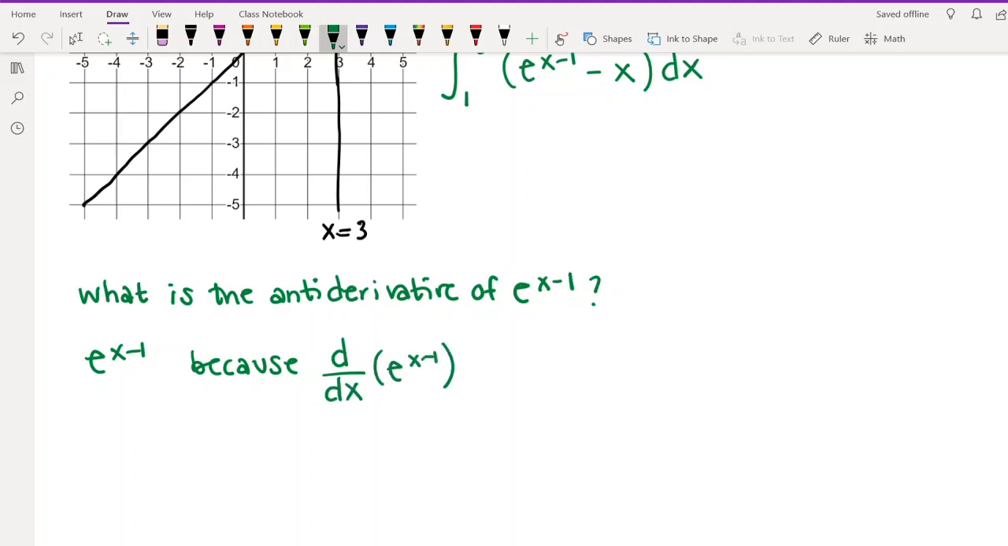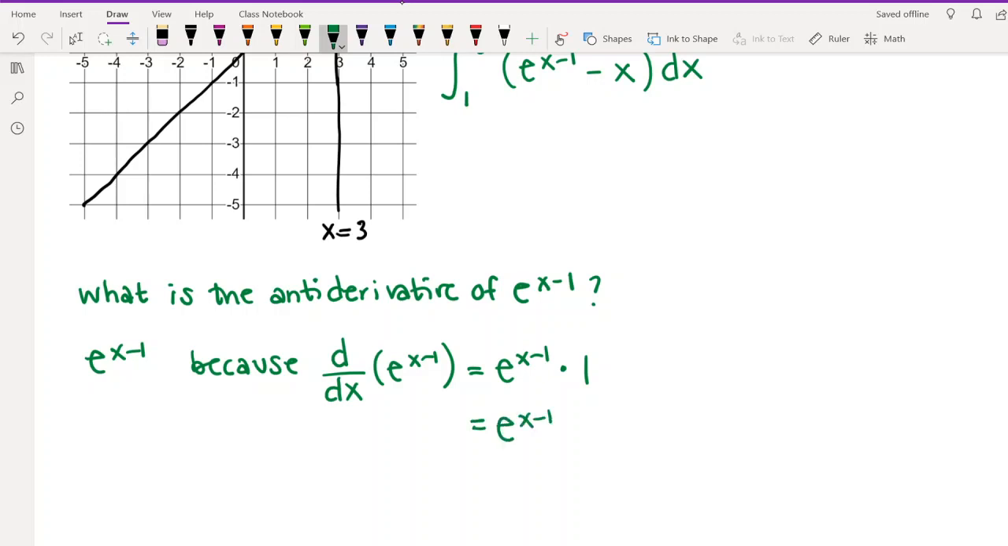The derivative of e to the x minus 1 would be a chain rule, right, where the outside part would be e to the x minus 1, and then the inside function would be the derivative of x minus 1, but the derivative of x minus 1 is just 1. So you would just have e to the x minus 1.